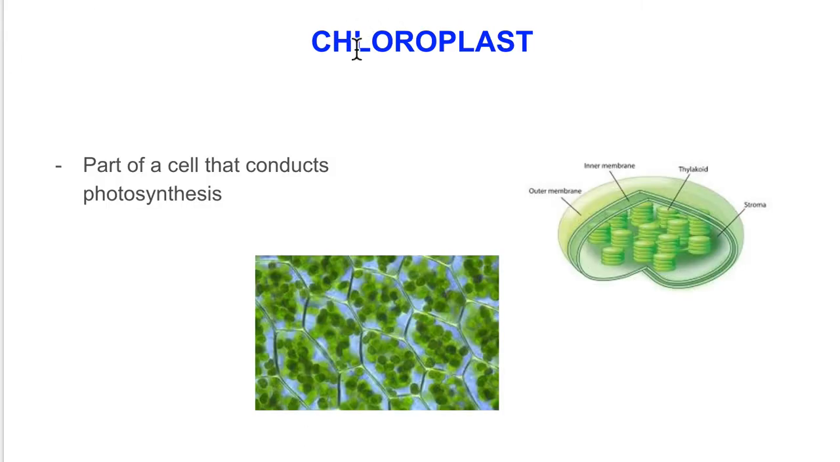Next word, chloroplast. You guys should know this one. It's like the third or fourth time we've done it. Chloroplast is that organelle inside of a plant cell that does photosynthesis. So this is where photosynthesis happens. Each one of these little dots in here is one chloroplast. So here's a cell with a whole bunch of chloroplasts in it.